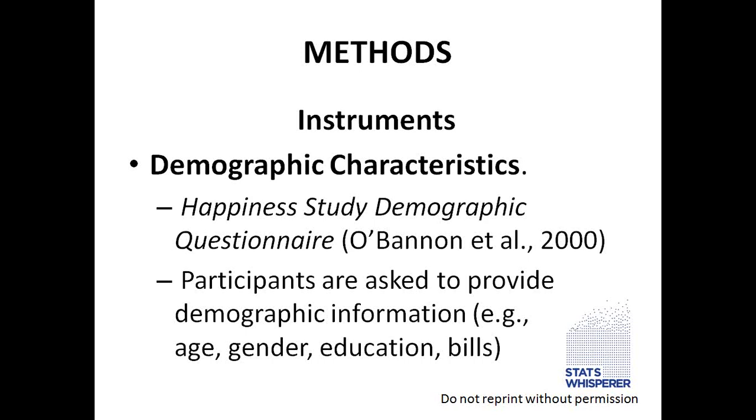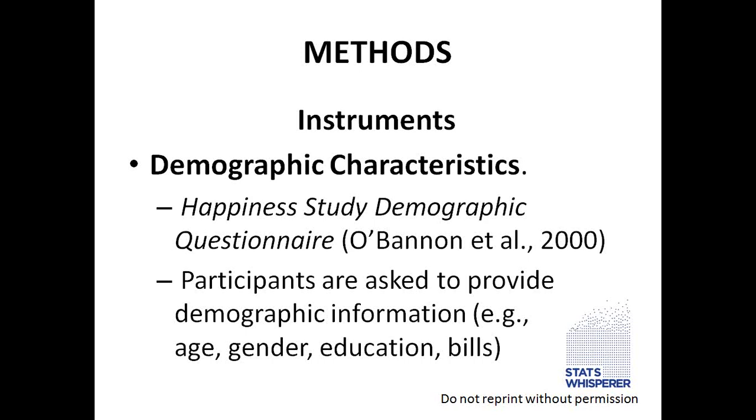So, for example, we have our demographic characteristics that we're measuring. And you'll see in our written piece, the first thing we say is that the demographics of the happiness study participants were measured with the happiness study demographic questionnaire, which is fictional. But you have to say the name of the instrument, and then you put the citation, and hopefully it's the citation of the article that introduced the instrument to the field, right?